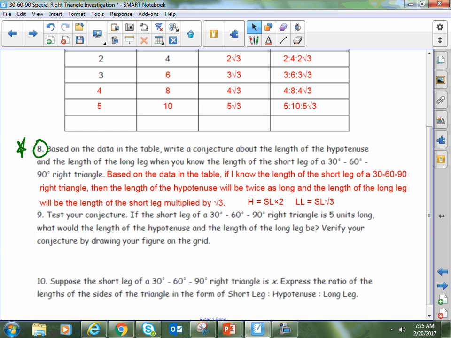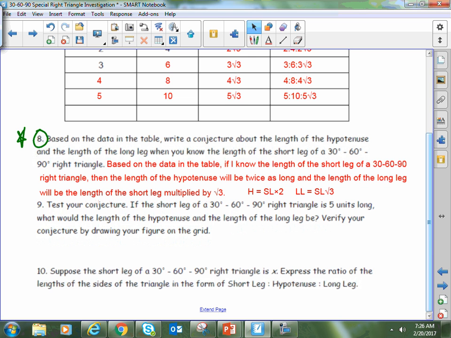Now pay attention, because the way that the equations are written based off of the statements, the short leg in both instances is the independent variable, and the hypotenuse and the long leg are the dependent variables of the equations. That means when I'm looking at a 30, 60, 90 triangle, the key to really be able to know what something is in the triangle is the short leg. I have to know what the short leg is in order to figure out what the hypotenuse or the long leg would happen to be.